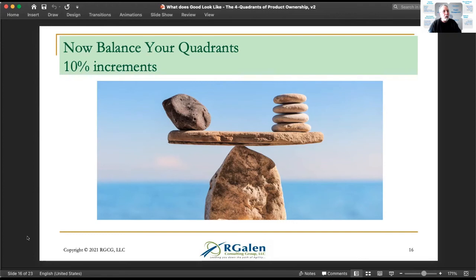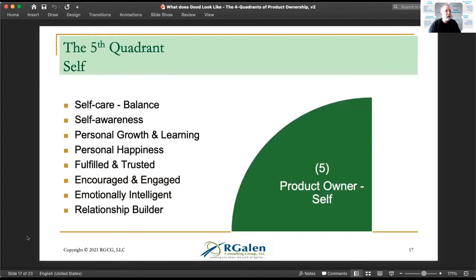And I'm not even going to make you guess. Here it is. It's you. It's self. It's the product owner. So what do I mean by this? Self-care. So forget quadrant balance. Are you balanced? Are you overloaded? Are you self-aware? Are you spending time on personal growth and learning?